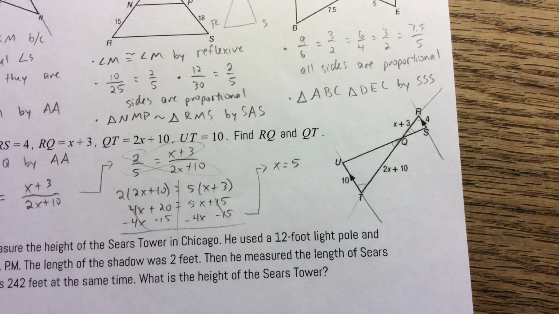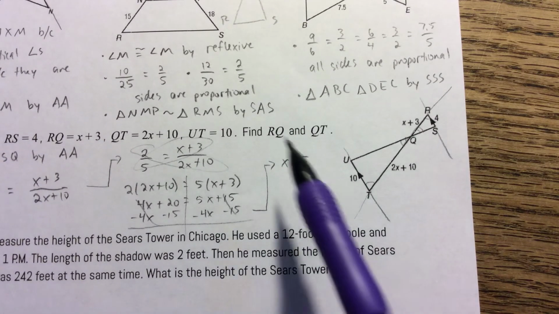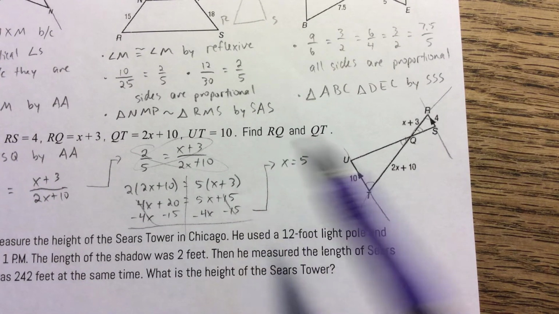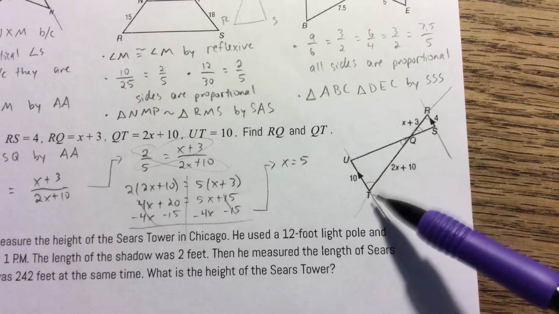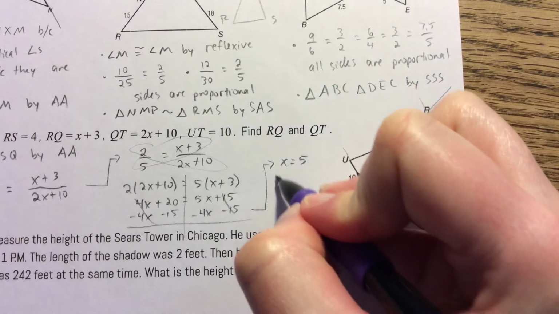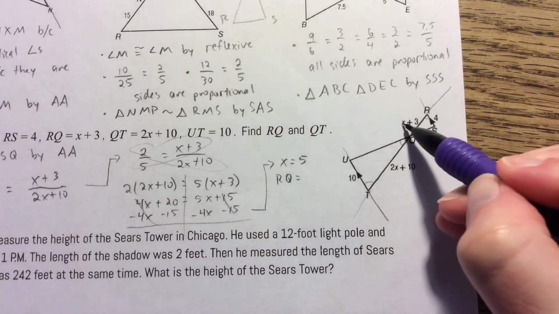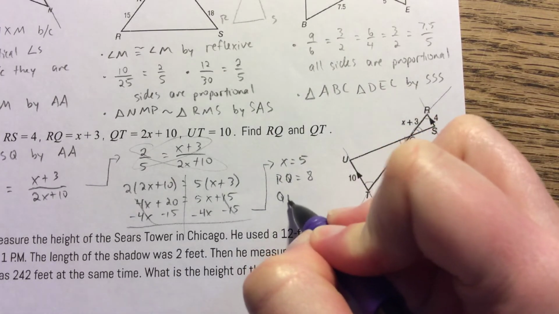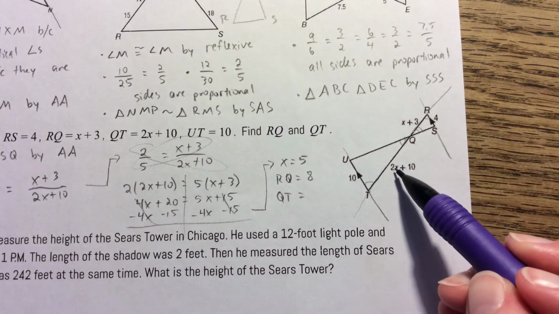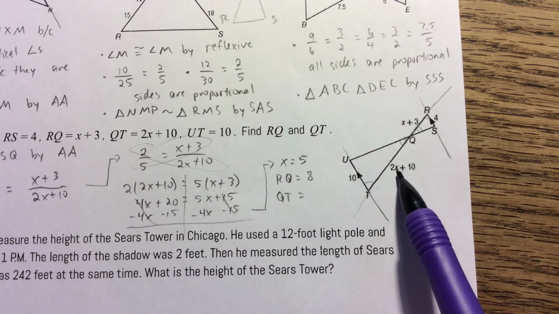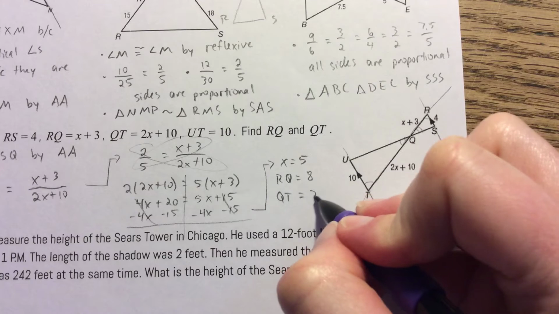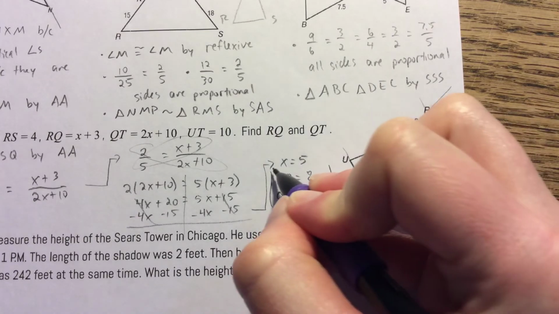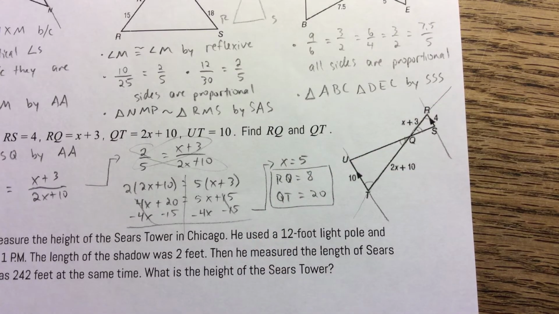And then go back to reread. Was it asking for x or what was it asking for? So it's asking for the measure of RQ and the measure of QT. So RQ is going to equal 5 plus 3, which is going to be 8. And QT is going to be 2 times 5 is 10, plus 10 is 20.